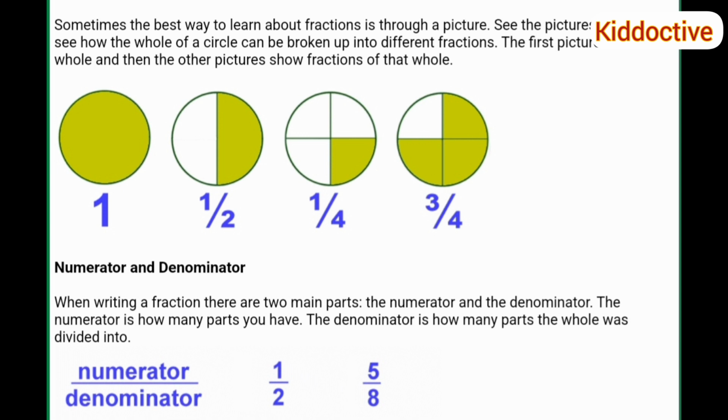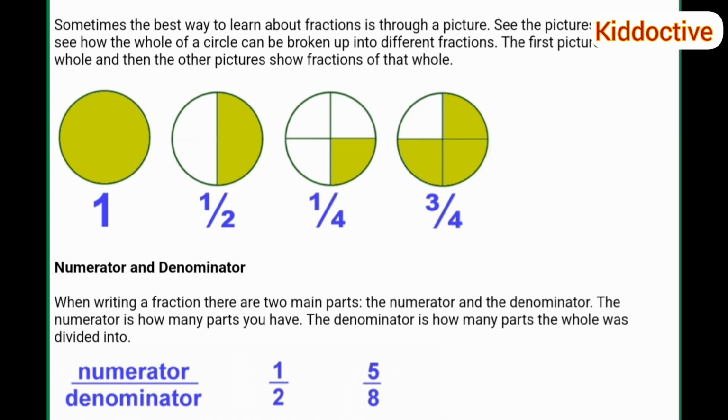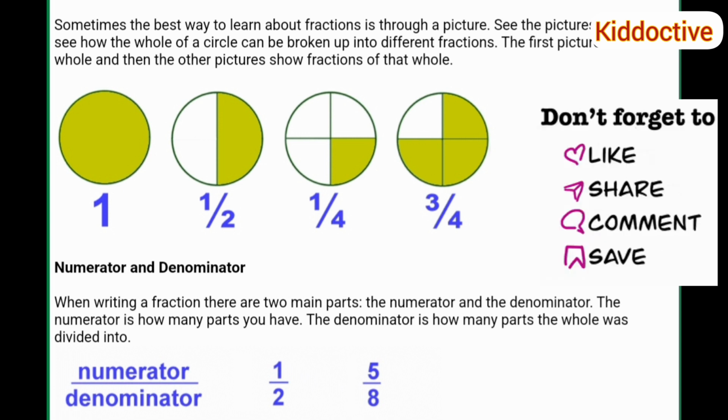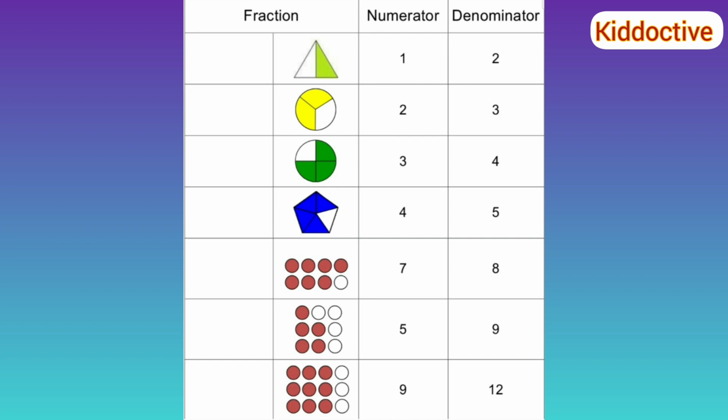As I said with an example, here you can see the pictures below to see how the whole of a circle can be broken up into different fractions. The first circle is a whole, so we call this 1, and the second one is split into 2 parts. That's why the shaded part is taken as 1, and the circle is divided into 2. That's why the down part we call the denominator. Okay, 1 by 2. See, it's an example.